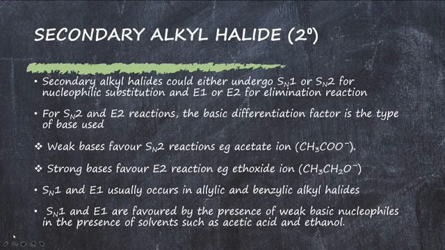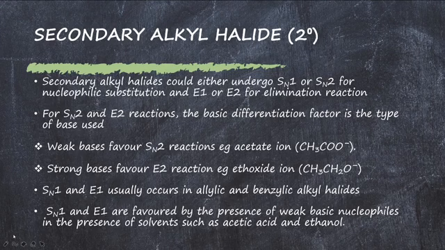Now for SN2 and E2 reactions, the basic differentiation factor is the type of base used. The base I'm actually talking about is Lewis bases. We all know Lewis bases are electron pair donors. So if you use a weak Lewis base, it will end up favoring the SN2 reaction. An example of those weak Lewis bases is the acetate ion. Strong Lewis bases favor the E2 reaction. An example of a strong Lewis base is the ethoxide ion.